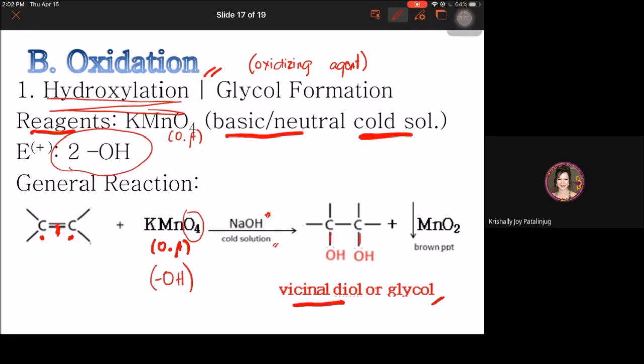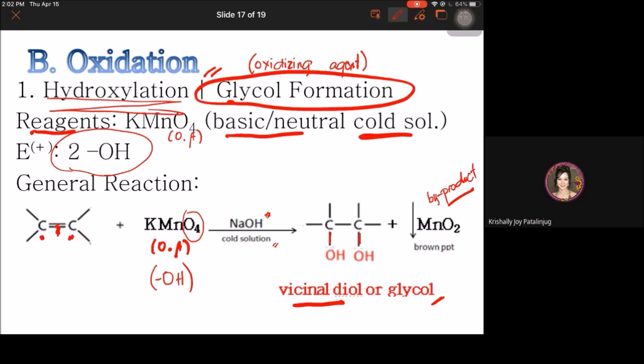That is why a vicinal diol is the major product. Vicinal means the added OH or hydroxyl groups are adjacent. In general, this product is a glycol. The name of the structure is a glycol. That is why glycol formation is also another term for the reaction, because the major product is a glycol or a vicinal diol. This is just a byproduct. It's up to you if you write it when predicting or writing the equation.